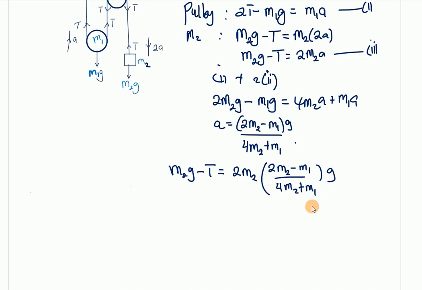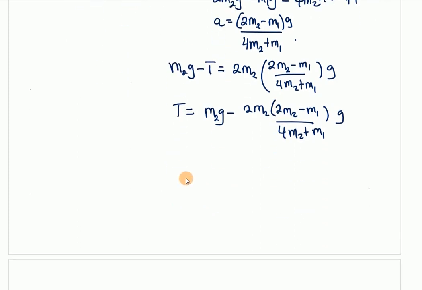Let all of this chunk be carried to the left. So we have that T is equal to m2g, this one remaining on the left and this one going to the right, then minus this, which is 2m2 into 2m2 minus m1 over 4m2 plus m1, times g. This is like having T equal to a minus something over something, so we can get the LCM, where the denominator is this one here.